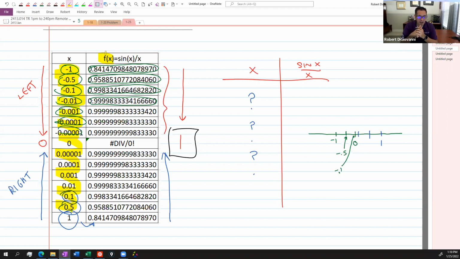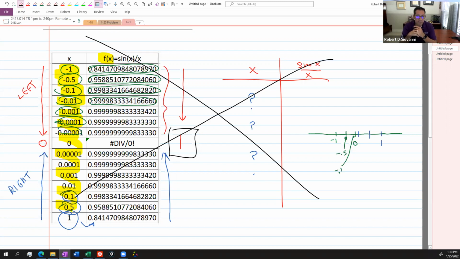Now, I will tell you, I'm never going to test you on this, okay? Because the point of this is to show you that this is tedious. This is not an efficient way of figuring out what a limit is. We need a better way, all right?